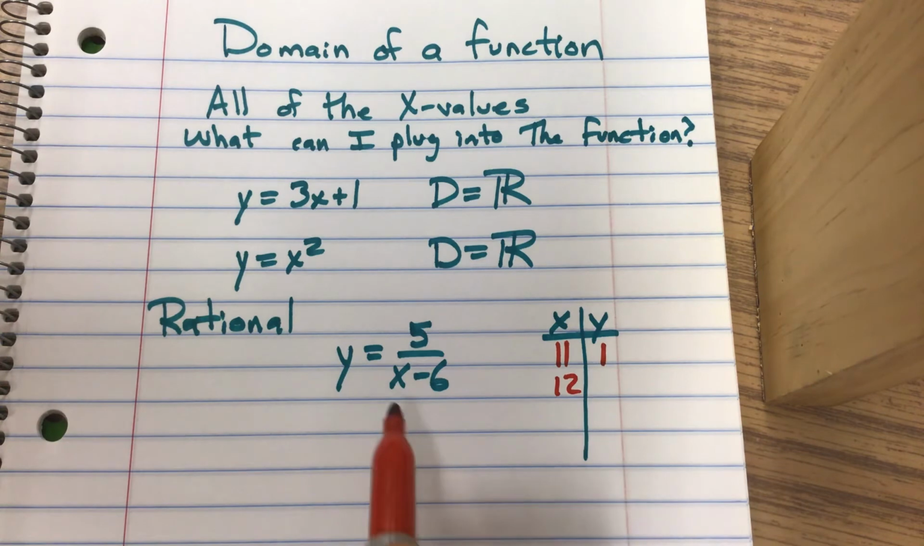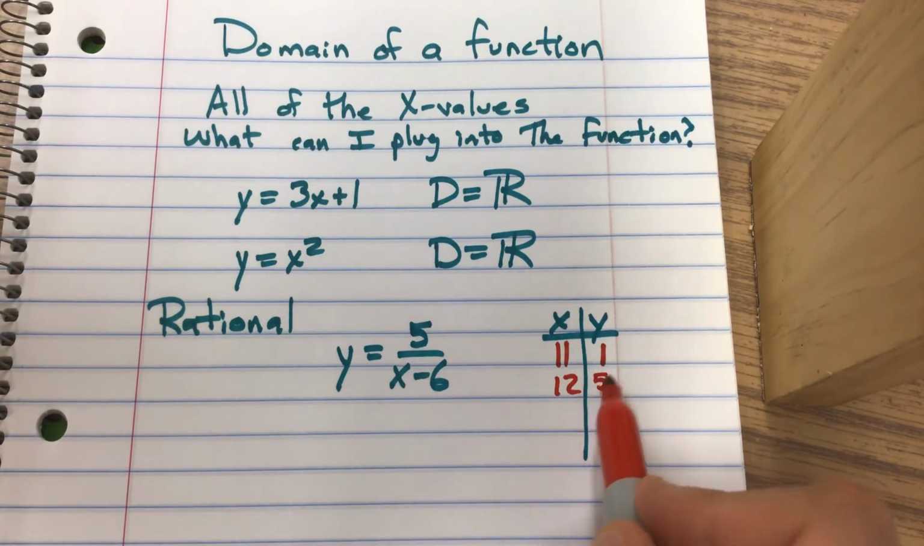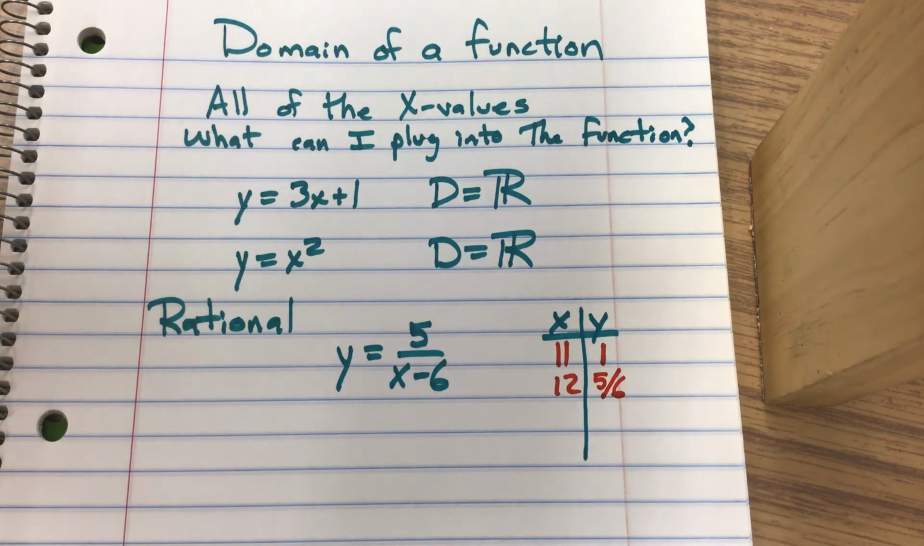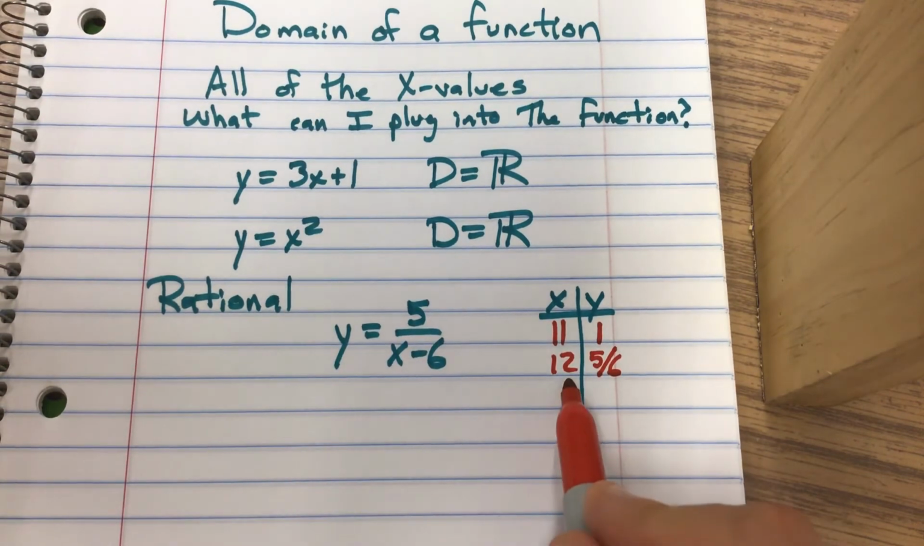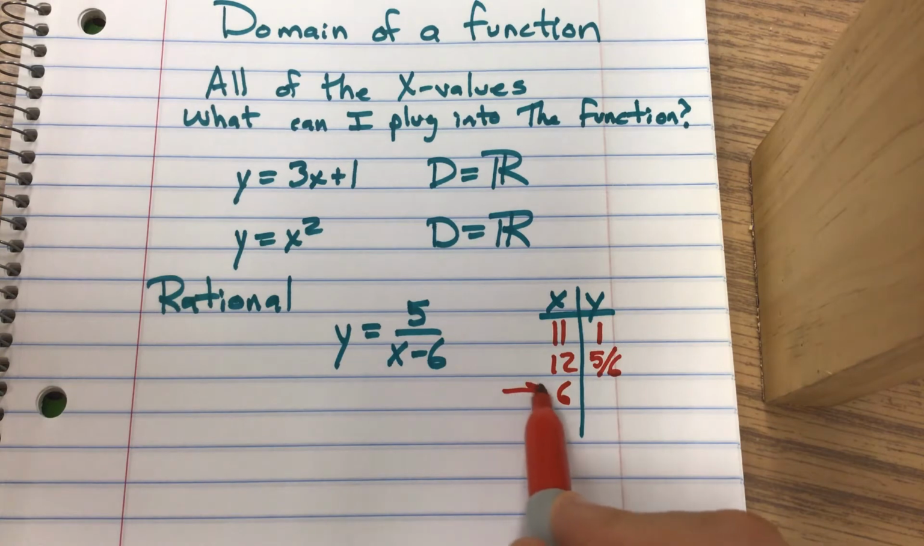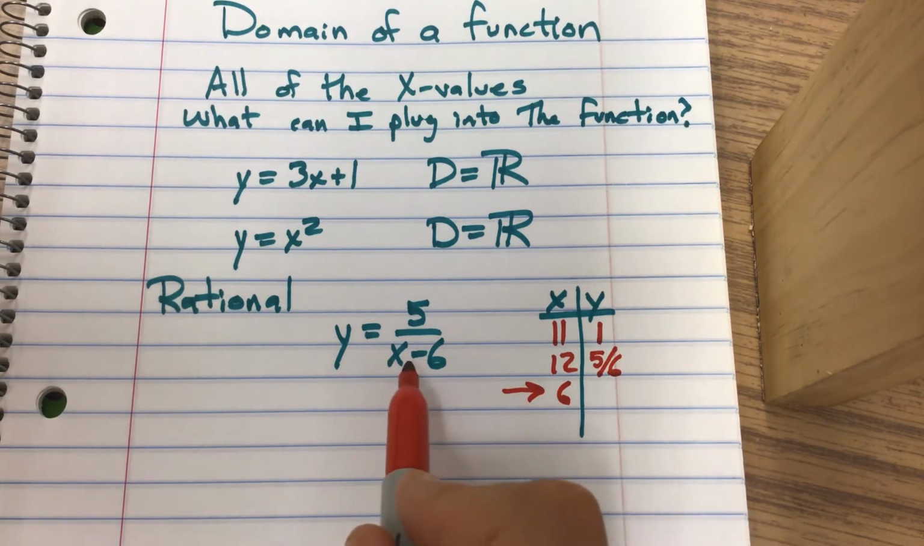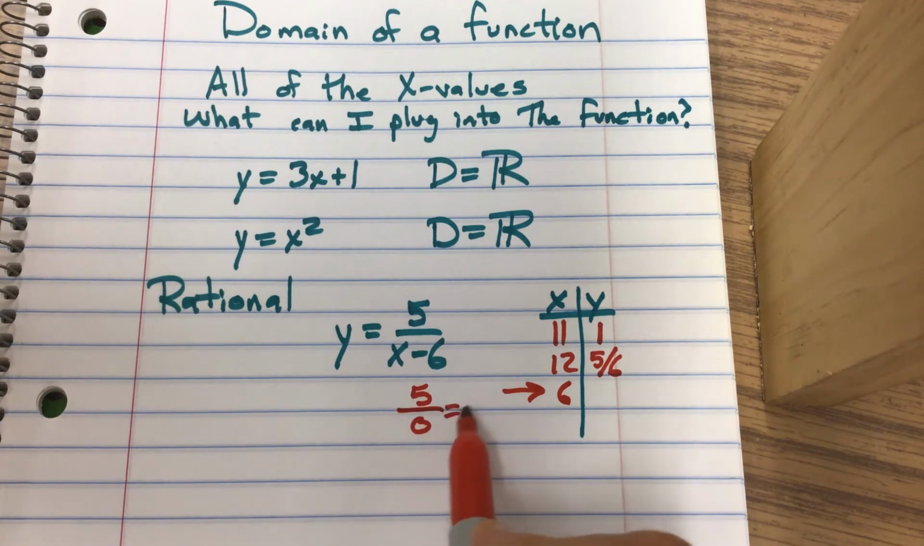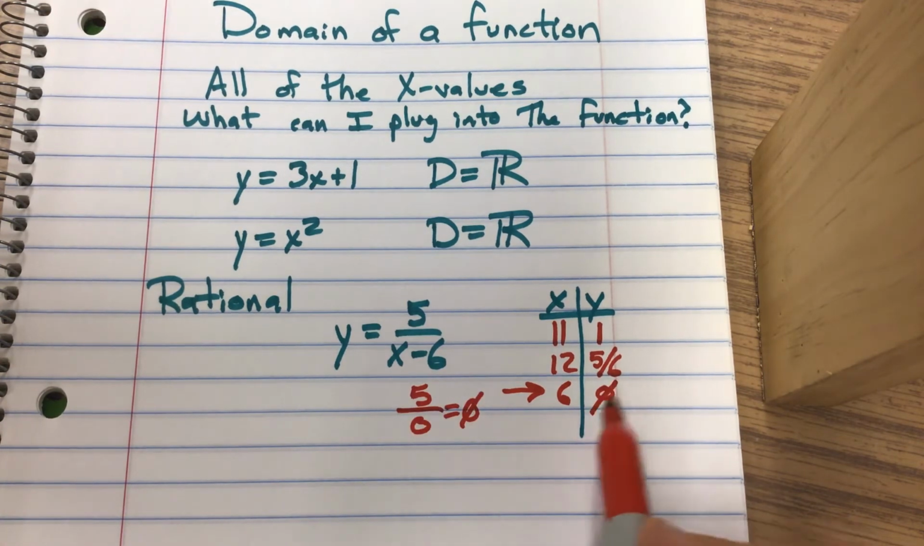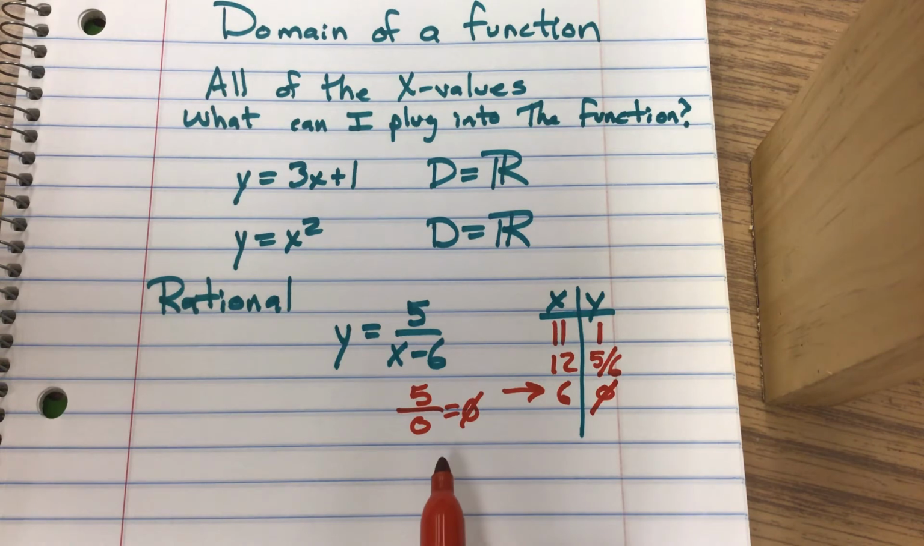You can plug in 12. 12 minus 6 is 6. And 5 divided by 6, you could write it like this. Or you could take a calculator and figure out what 5 sixths equals. So you can plug in almost anything you want into this function. However, you cannot plug in 6 into this function, because when you do, you get 6 minus 6, which is 0. And 5 divided by 0 is no solution, because we learned in the previous video that you cannot divide by 0.